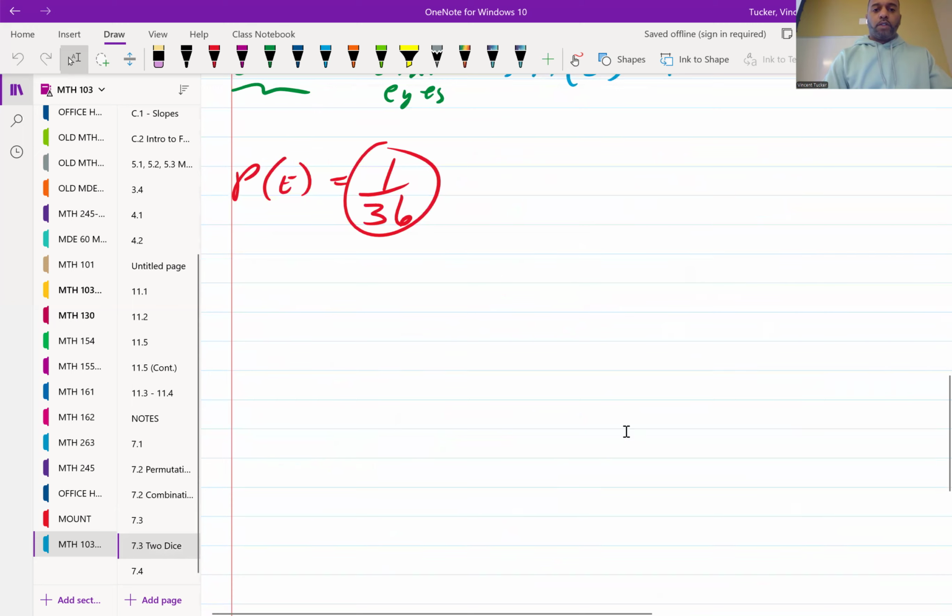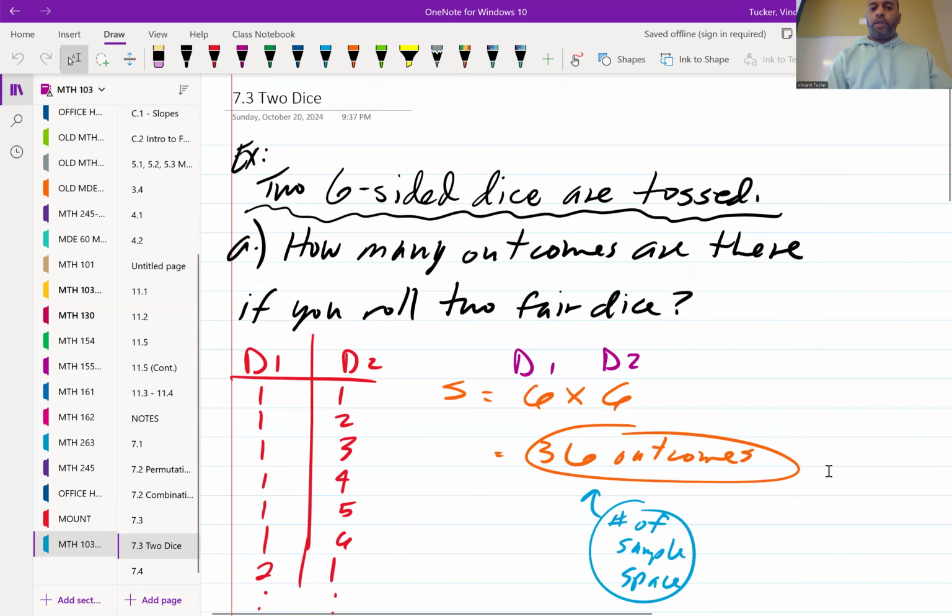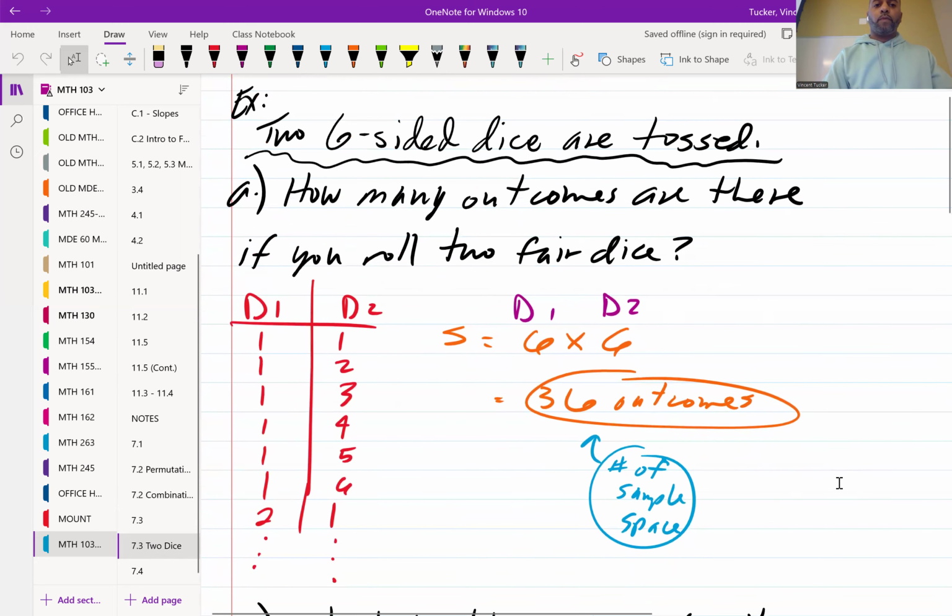All right. So they also gave an example of rolling 2 dice instead of just 1. So let's say we had 2 6-sided dice and we throw them down. How many outcomes are there if you roll 2 fair dice? So in other words, what's my sample space? What's the number of my sample space?